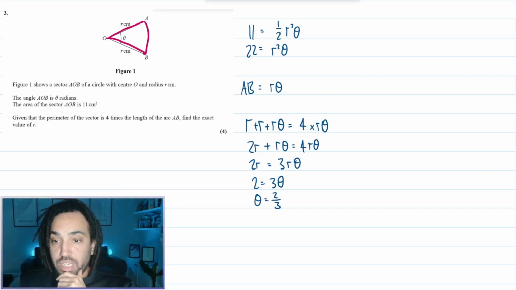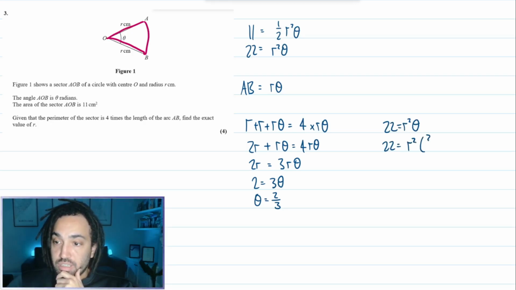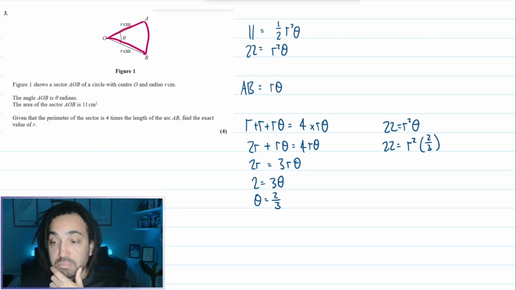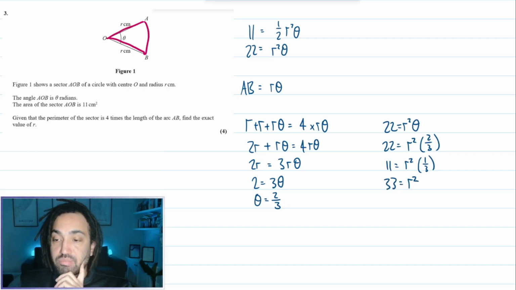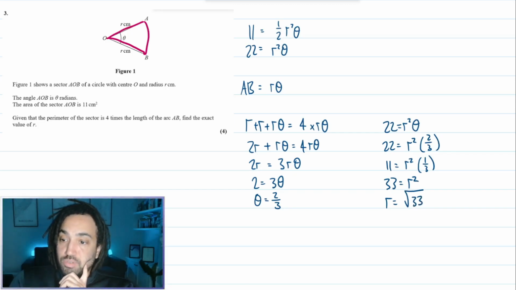So now we can use our first formula that we created, and we can say that 22 is equal to R squared θ. So 22 is equal to R squared times 2/3. Divide both sides by 2. Times both sides by 3. And then square root. It says the exact length, so it's the square root of 33. Obviously it has to be positive because it's a distance. Bosh.